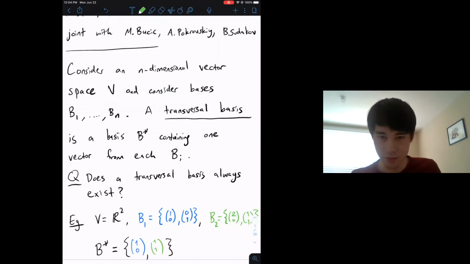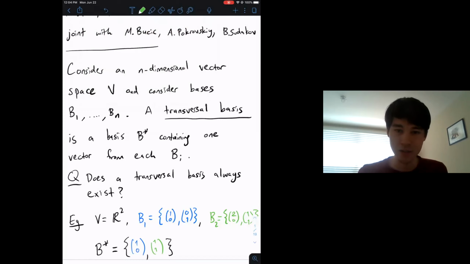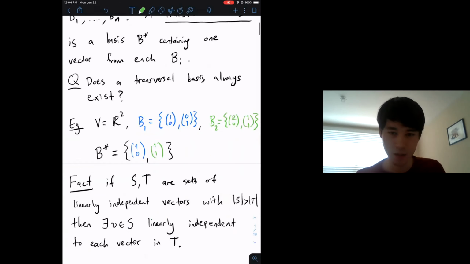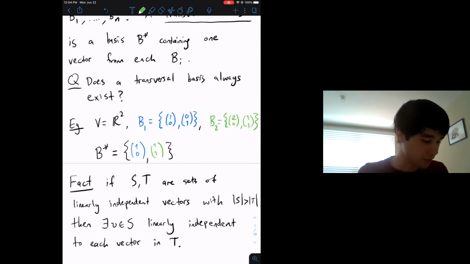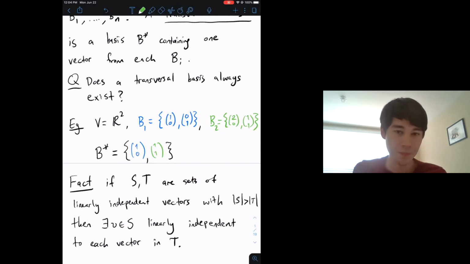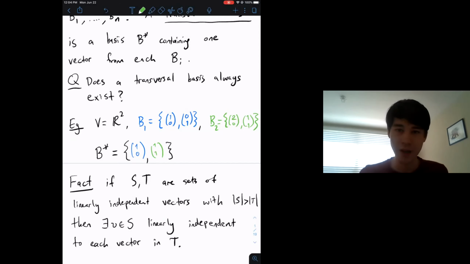And maybe you can already see that when I do this, if I add n vectors one at a time, I'll never get stuck. There'll always be some freedom. And the reason is this simple combinatorial fact about vector spaces. In any vector space, if I have two sets of linearly independent vectors S and T, and if S is bigger than T, then there's always a vector in S which is linearly independent of everything in T. So I would repeatedly apply this. At each step, S would be one of my n bases, and T would be the partial transversal basis that I've constructed so far. And this fact would tell me that at each step there's something I can add to make it work.